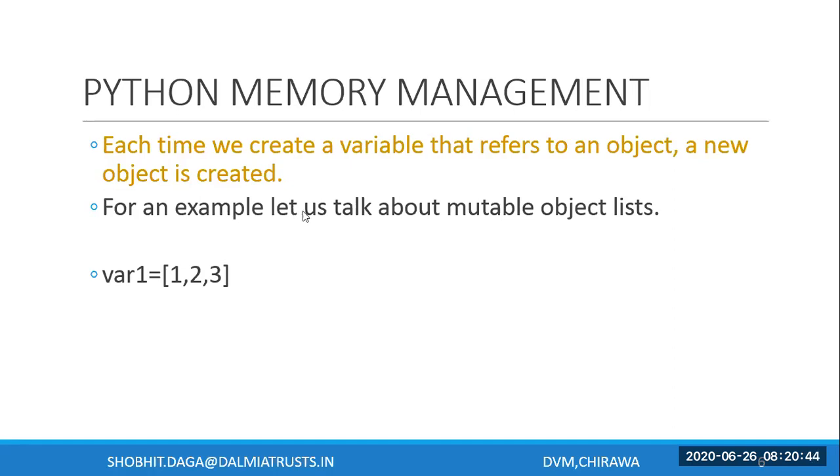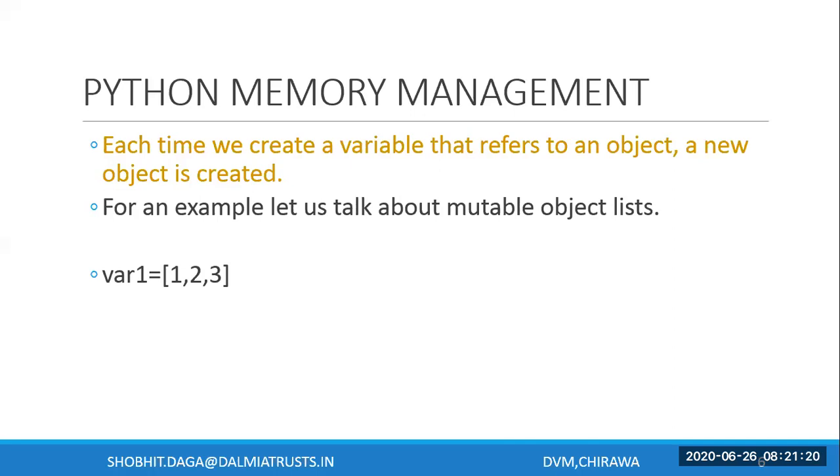For example, let us talk about the mutable object list. We all know that lists are mutable objects. Why do we call them mutable objects? Because changes are allowed for the values that are stored in a list. Suppose you have a list 1 to 3, you can add a new value, you can delete a value from here. But such was not the case with tuples. So lists are called mutable objects.